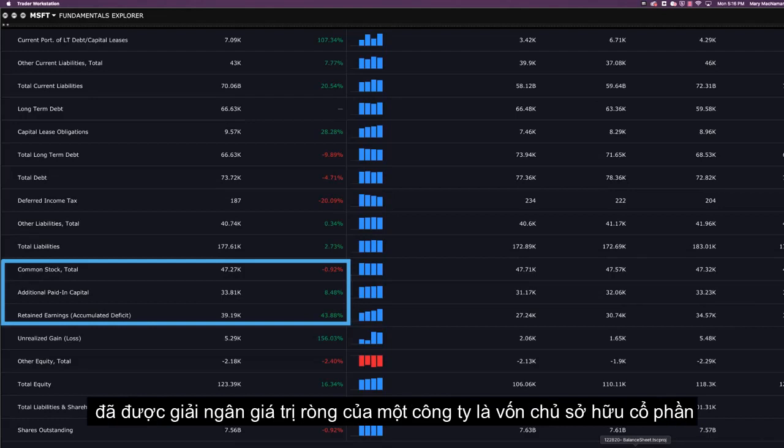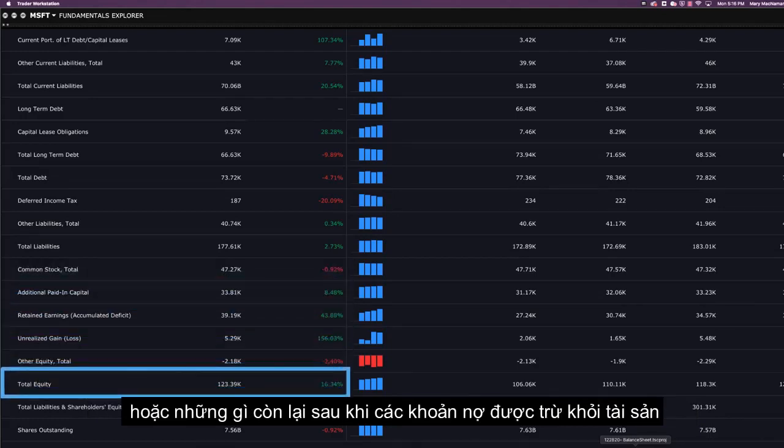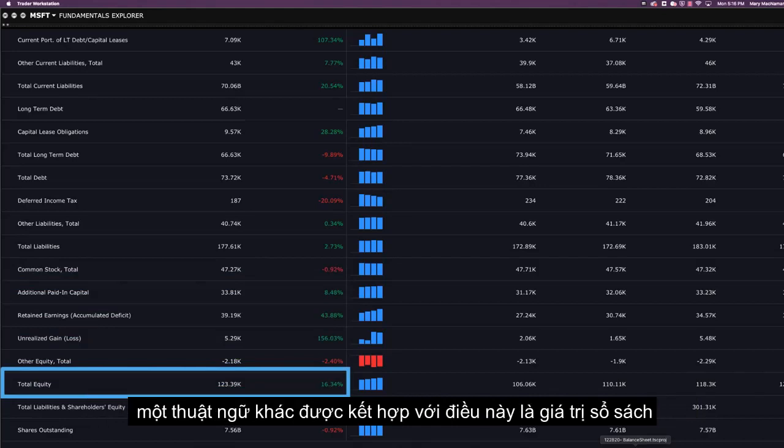The retained earnings account is the value of accumulated earnings posted by the firm after all expenses and dividends due have been disbursed. The net worth of a firm is stockholders' equity, or what is left once liabilities are subtracted from assets. Another term associated with this is book value.